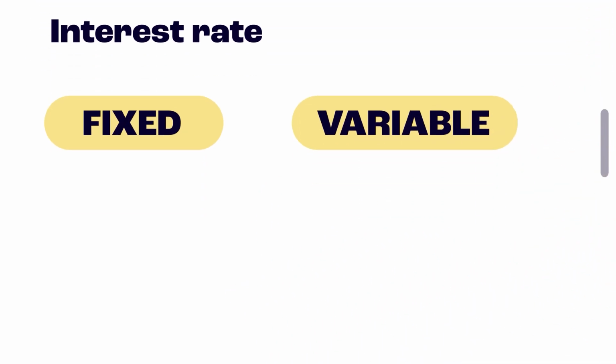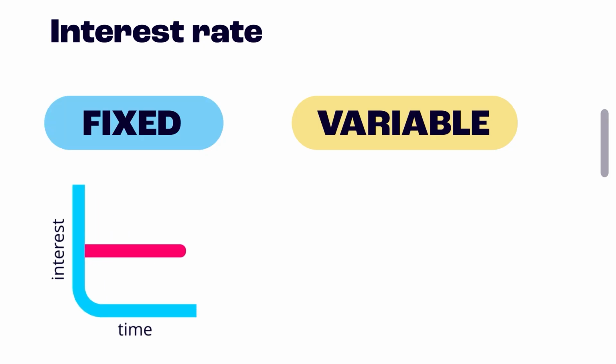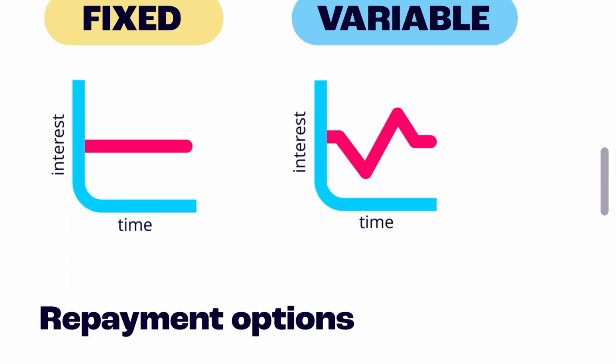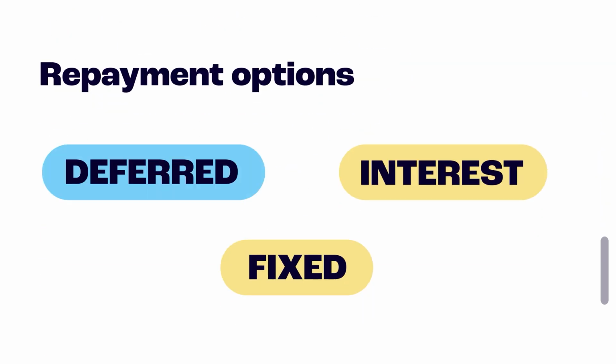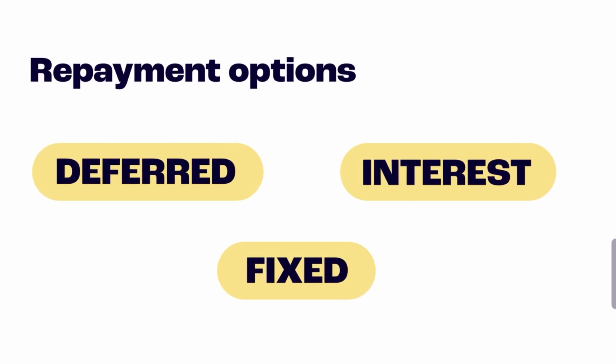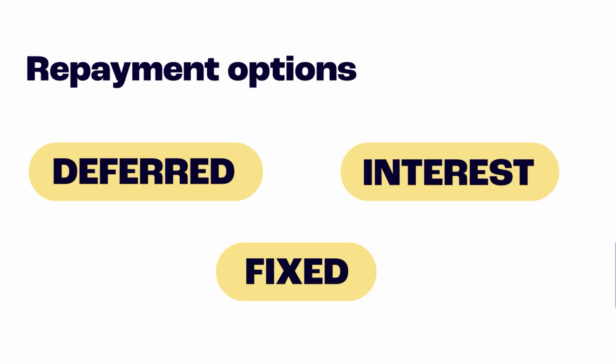You've got two options for interest rates: fixed, which stays the same over the life of your loan, or variable, which changes depending on the economy and market rates. You can be on a deferred repayment plan, a fixed repayment plan, or an interest repayment plan. The plan you choose can impact how much your payments are and what your total loan cost may be.